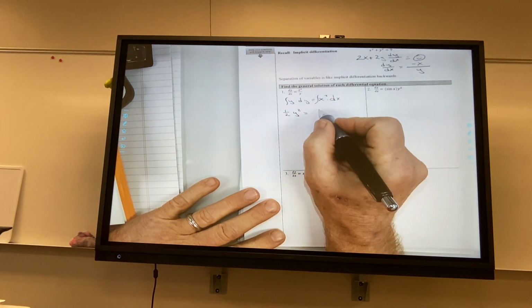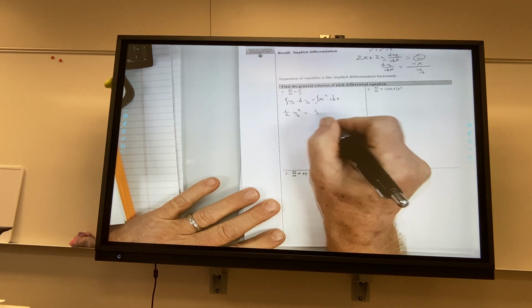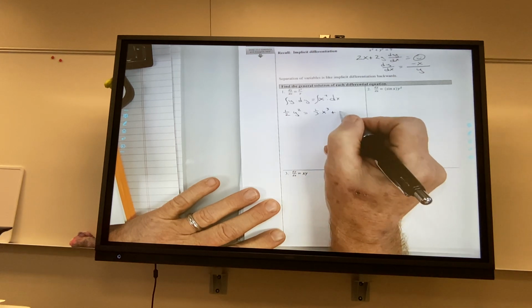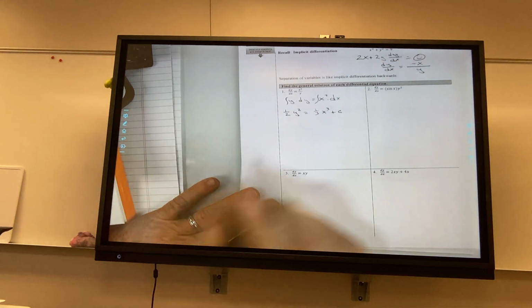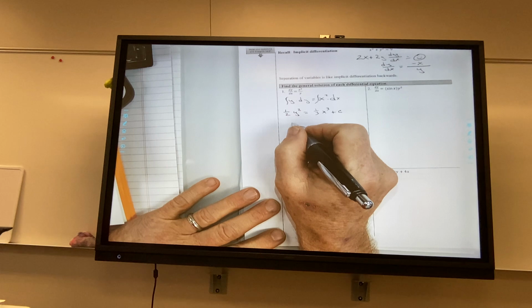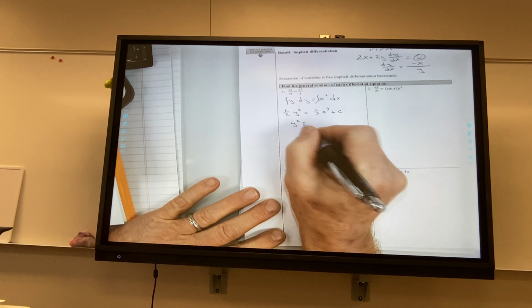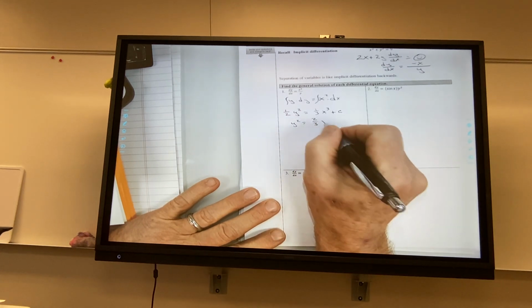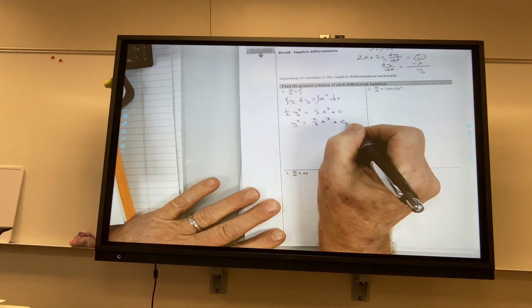What am I going to have on the right side then? Plus C. Okay. And so I can multiply everything by 2. Would you agree? Yeah. Y squared equals 2/3 X cubed plus C.